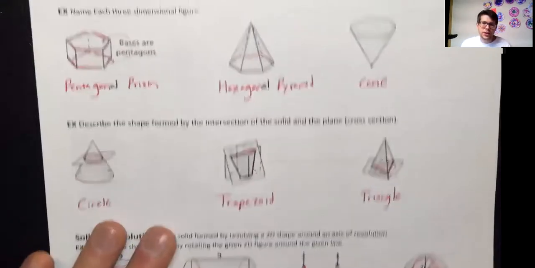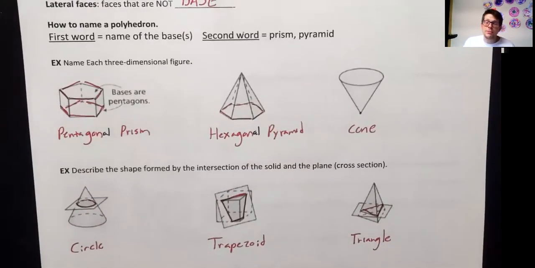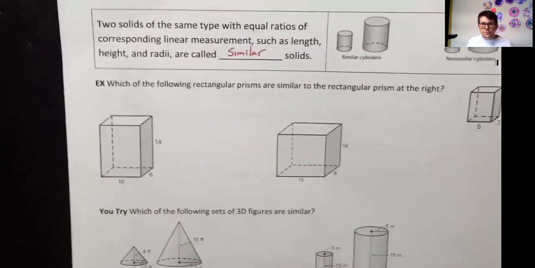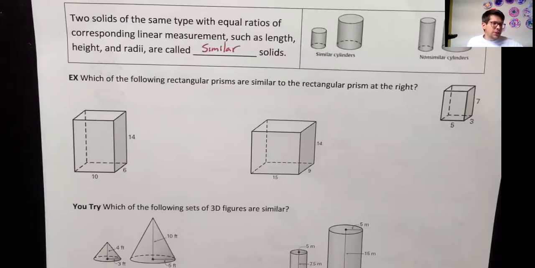So there's a couple of different ways to think about these three-dimensional shapes, ways that you may not have thought about them in the past. Let's see if we can jump into some actual calculation. So on the back side right here, you're going to have an opportunity to compare some of these three-dimensional shapes. And so that's what we're going to do our calculation with today.